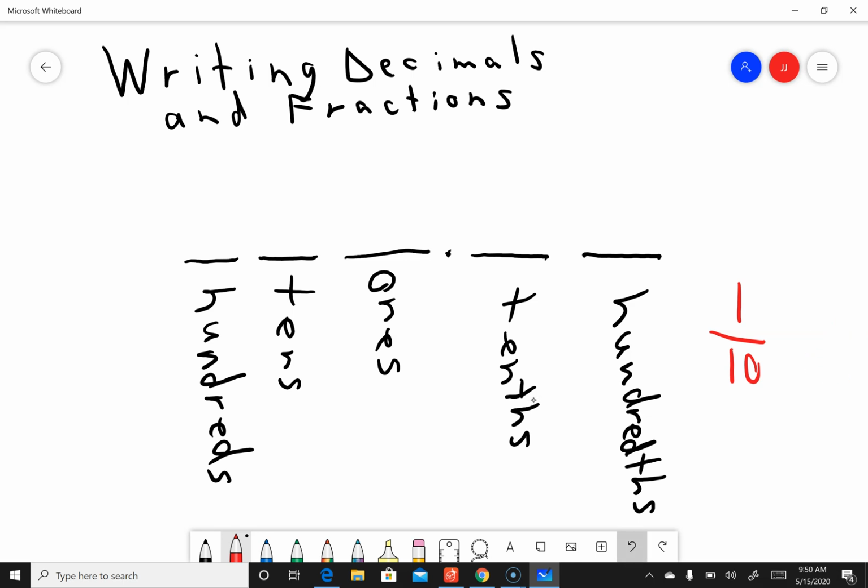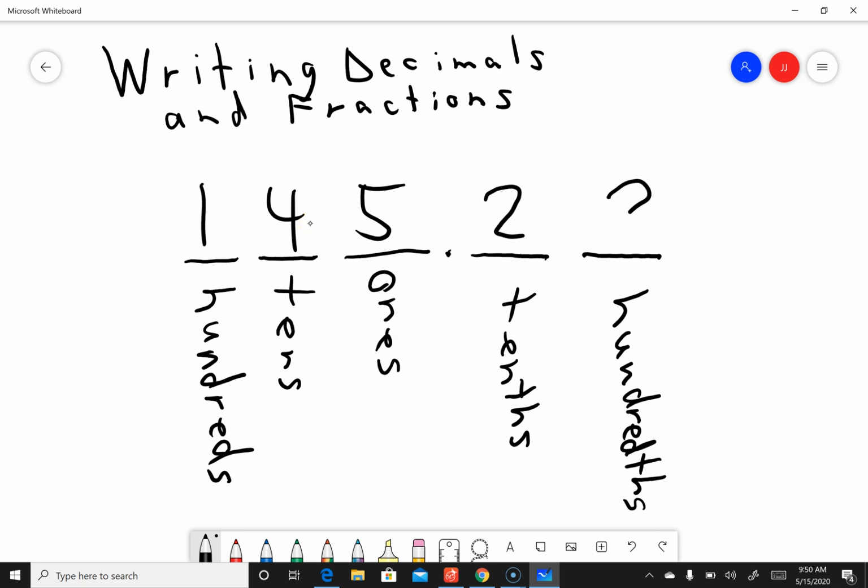So let's say we have a number here. I have 145 and 2/10 and 3/100. I could write this as 145 and 23/100. Okay, so I'm going to show you how to use this notation to do some problems.